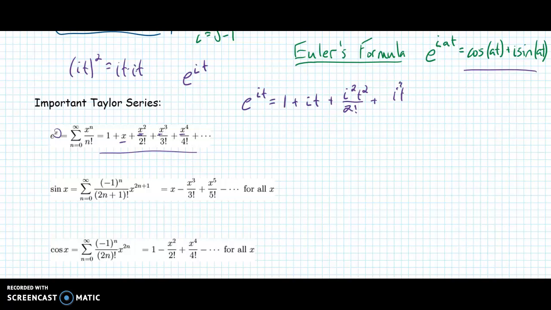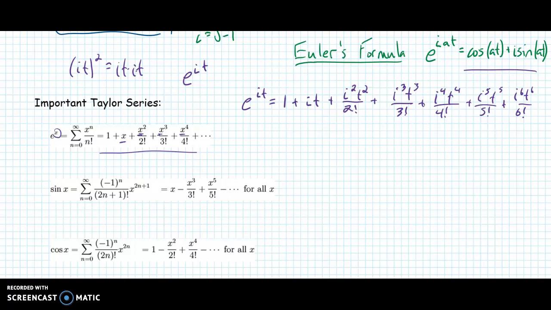i cubed t cubed over 3 factorial plus, I'm going to write a handful of them here, i to the 4th, t to the 4th, over 4 factorial plus i to the 5th, t to the 5th, over 5 factorial, plus we'll do one more, i to the 6th, t to the 6th, over 6 factorial.